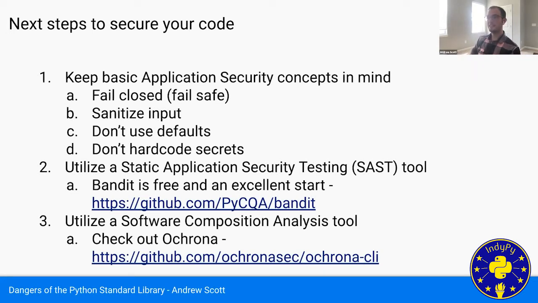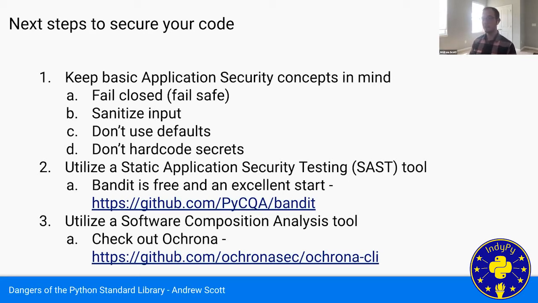And then finally, we've got some next steps to secure your code. So with all these things in mind, these are a few further steps that you could take. The first one is just to keep some basic application security concepts in mind. Like I mentioned earlier, that fail close or fail safe coding style. So if you encounter an exception or something like that in your login code, you always want to fail to keep the attacker out rather than let them in.